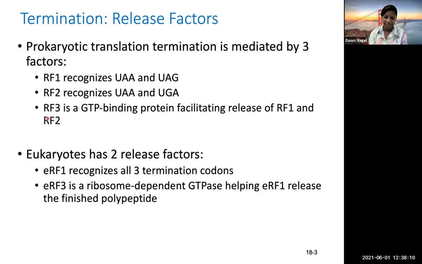You also have another release factor, which has GTP binding capabilities. This release factor is important because it helps facilitate the release of RF1 and RF2 once they've done their job of terminating translation. Eukaryotes, on the other hand, have only 2 release factors, eRF1 and eRF3, and they recognize all 3 of the different termination codons. eRF3 is the one that has GTPase activity similar to the prokaryotic release factor.